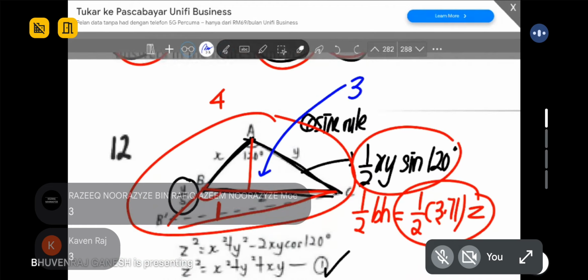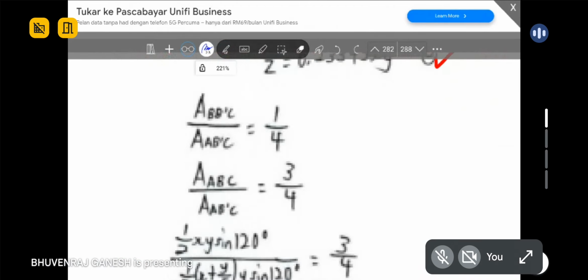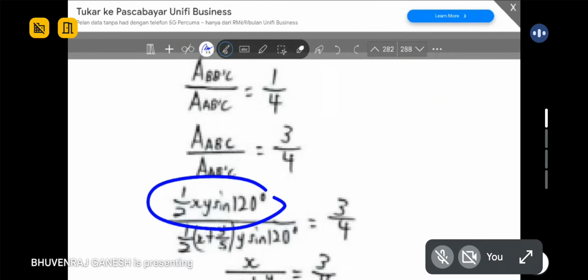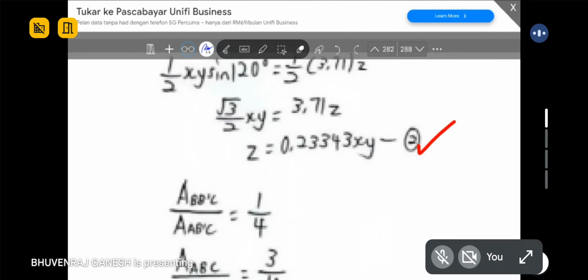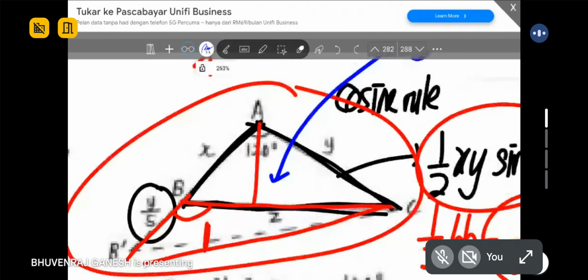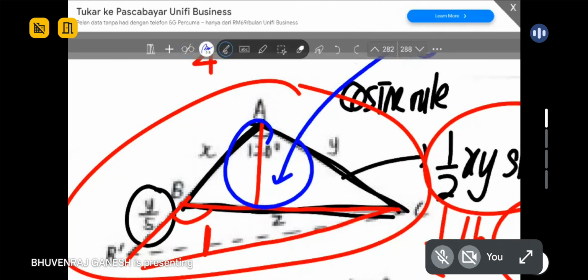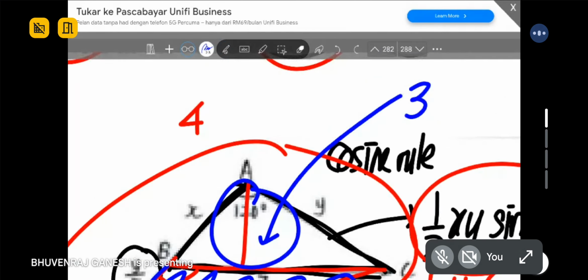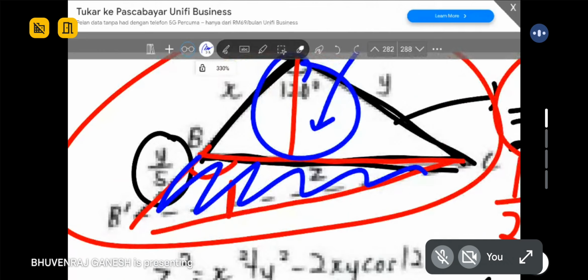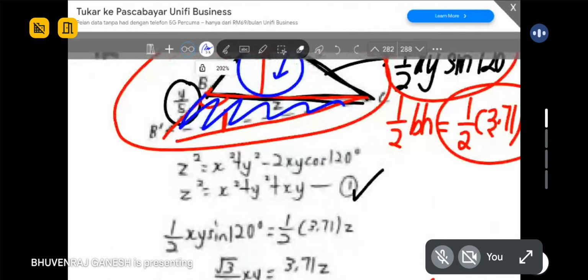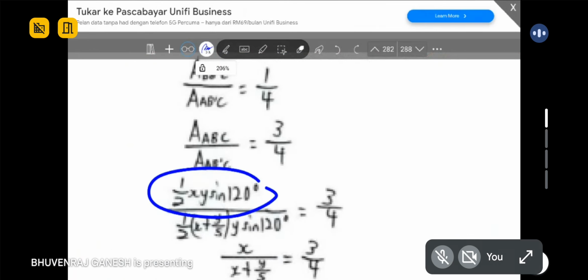So that means I can just use that triangle itself. Am I right? I can use half XY sin 120 because I have the information over there. Info saya ada kat segitiga ni. Yang segitiga ni saya tak ada info. So that's why saya guna yang ni. Saya tak guna yang bawah. Faham? Use the triangle which ada info.